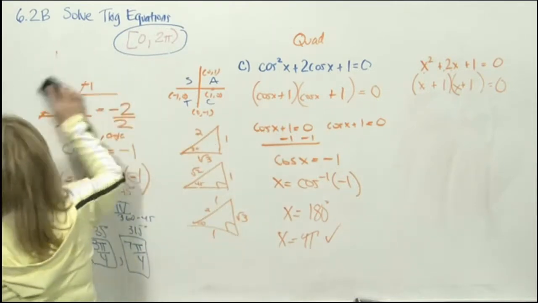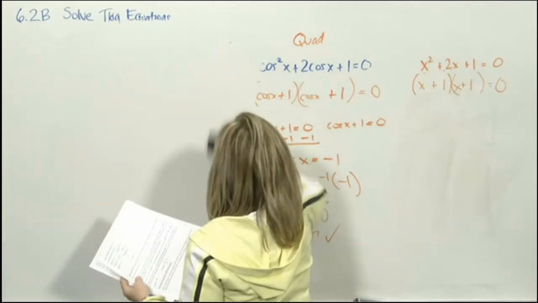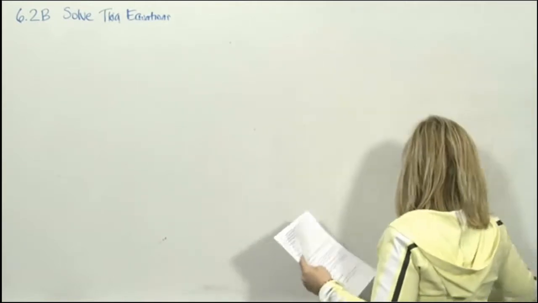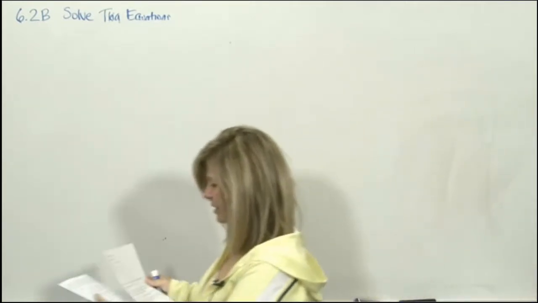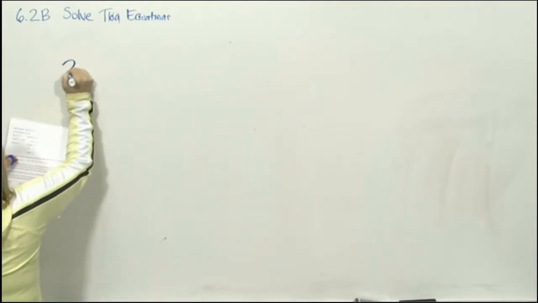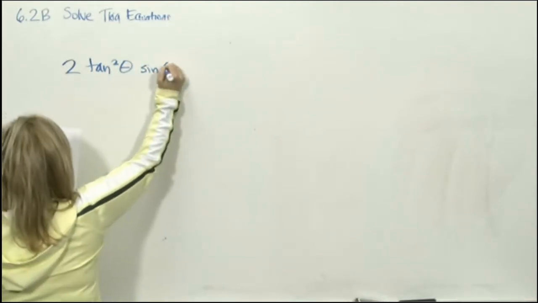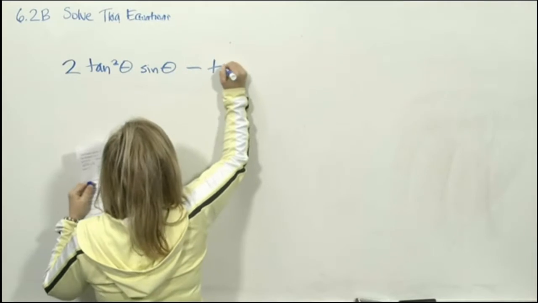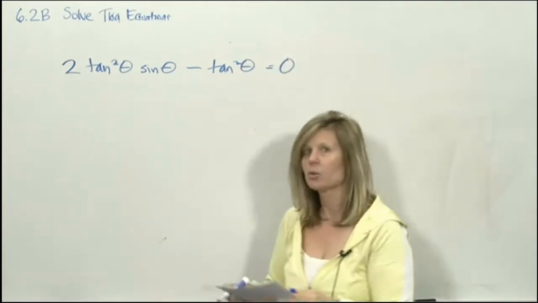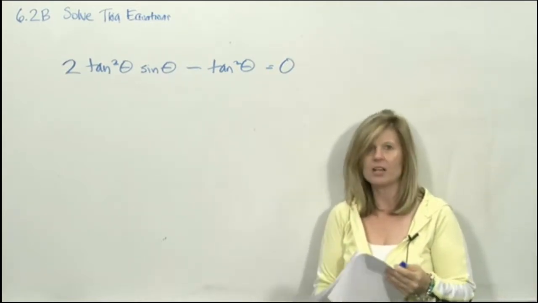So let me erase. All right, let's go to this example 2a. The equation is, I want you to solve 2 tangent squared theta sine theta minus tangent squared theta equals 0. So again, they don't have to use x. I know we're used to using x when solving equations, but they can use theta.